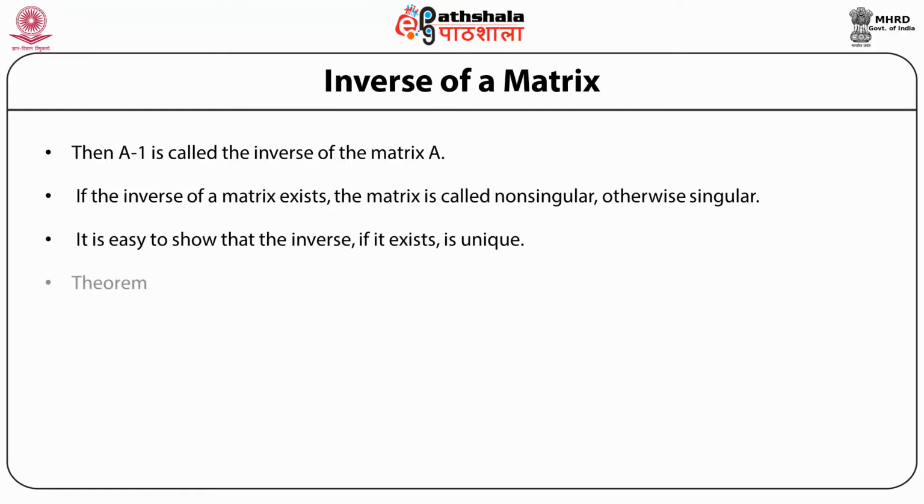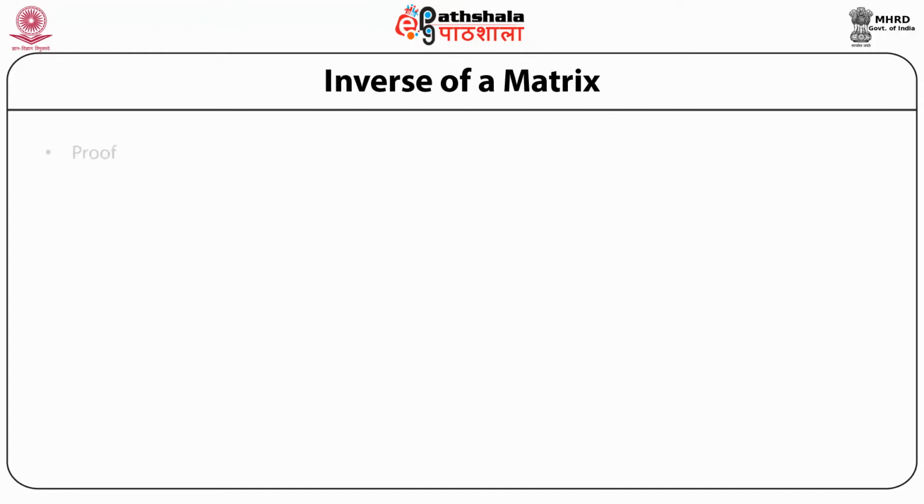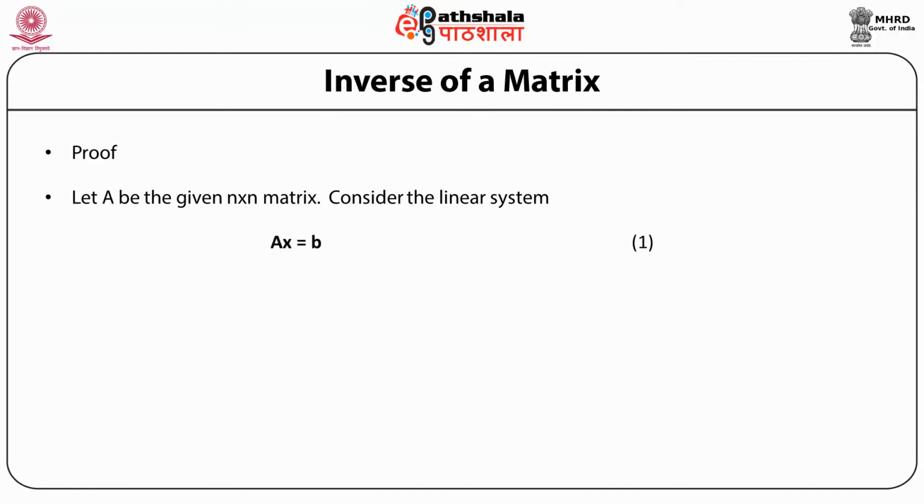Let us take up the theorem now. The theorem states that the inverse, A inverse, of a matrix A exists if and only if the rank of matrix A is equal to n. Let us prove it. Let A be the given n cross n matrix. Consider the linear system Ax is equal to B, where B is arbitrary.